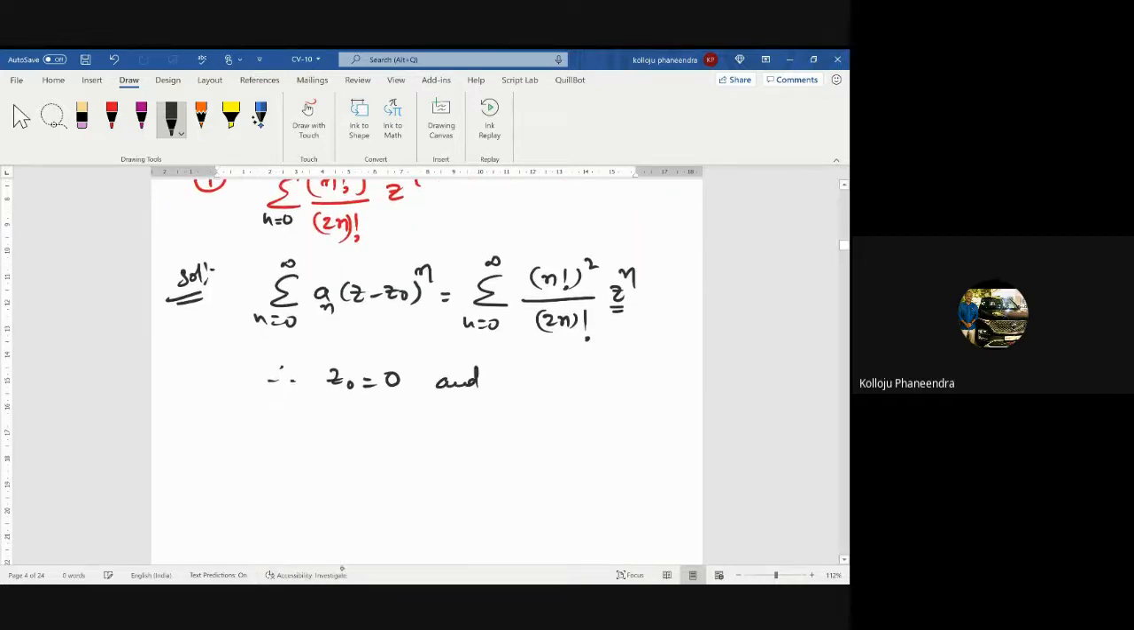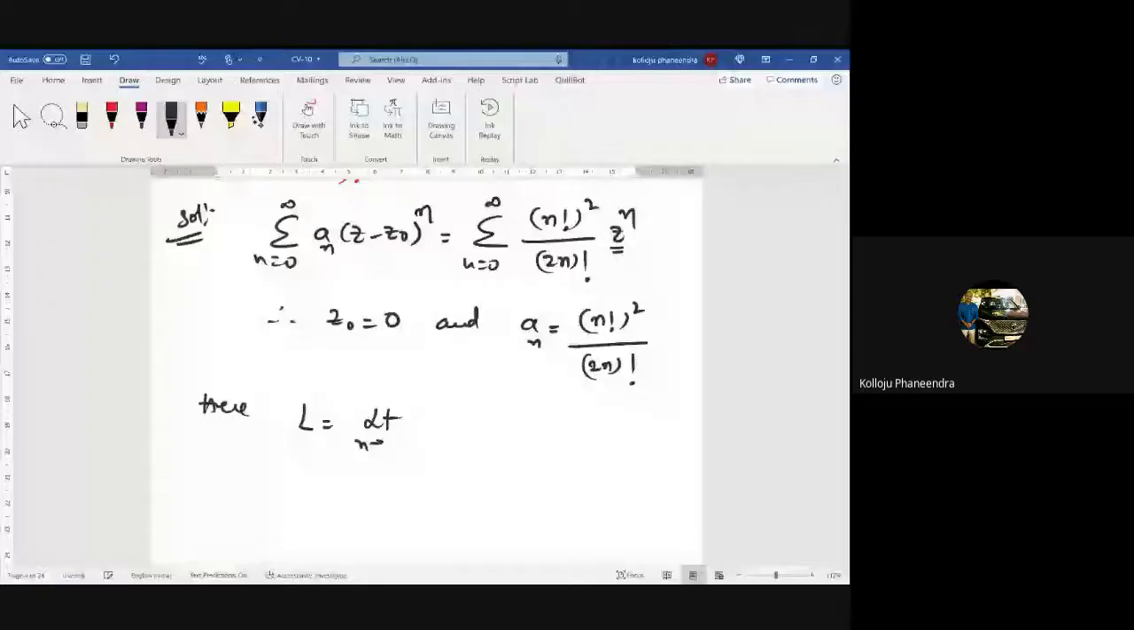And what is the a_n value? The coefficient, (n factorial) whole square by (2n factorial). So what is the formula for radius of convergence? R equal to 1 by L. Here, what is the L value? Limit n tends to infinity mod a_(n+1) by a_n. Since factorials are there, we have to apply the ratio test only.